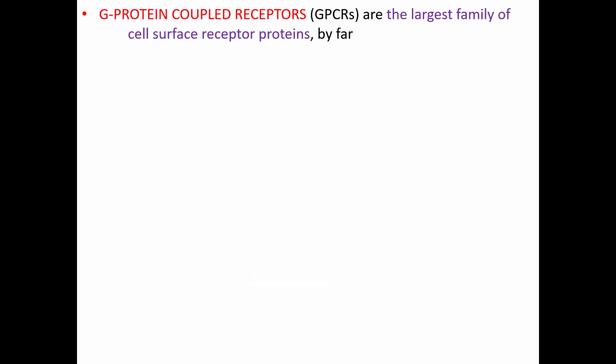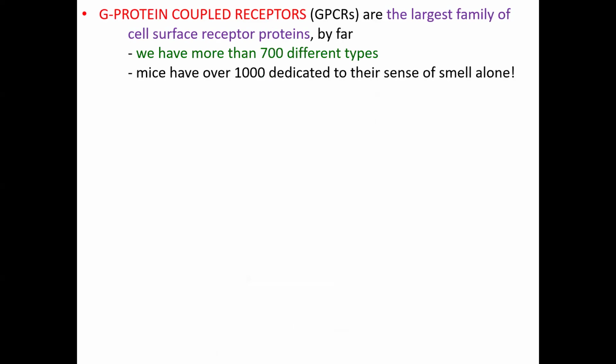G protein coupled receptors are the largest family of cell surface receptors in eukaryotes, and that's hands down. Humans have more than 700 types of these proteins, and mice have over 1,000 dedicated G protein coupled receptors for olfaction alone. That's also true of other animals that have an amazing sense of smell, such as dogs. So you got 1,000 different receptor proteins just for the sense of smell, which is incredible.